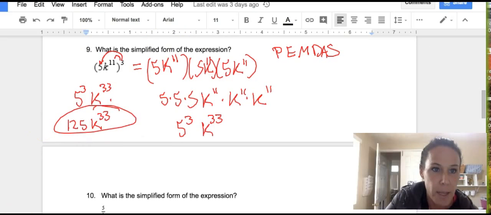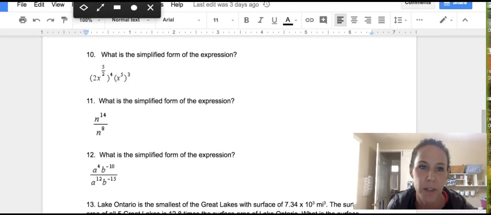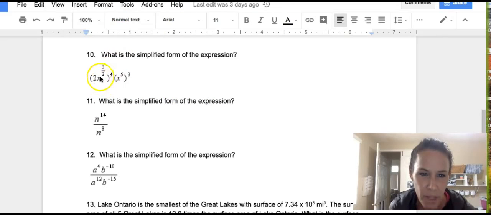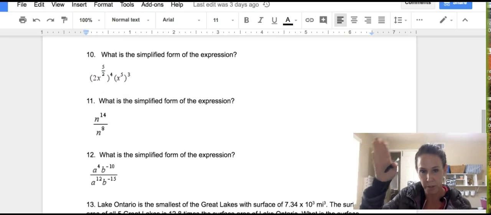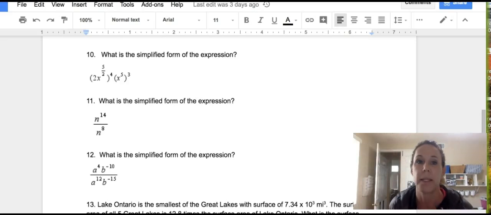On to number 10, let's scroll down. All right, we got to do the simplified form of this expression. I love properties. These are kind of fun to play with. Once again, that same property. I'm going to make sure I take 2 to the 4th power, and then x to the 5/2 to the 4th power, and then this x to the 5th is to the 3rd power, and then I can start doing my multiplication. So I've got to do my exponents first. Please excuse my dear Aunt Sally, parentheses, exponents, then my multiplying and dividing.